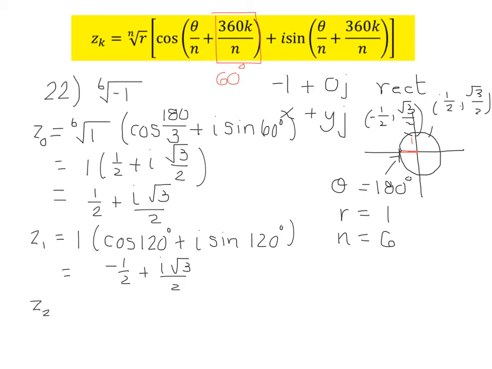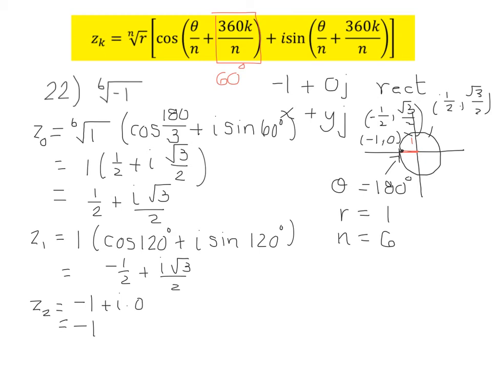My third, I'm going to need to add 60 degrees to my previous angle measure. Well, my previous angle measure was 120. If I add 60, I'm at 180 here, where I know the coordinates are -1, 0. The x-coordinate is always the cosine, so it's negative 1, plus I times the y coordinate, which is 0. I times 0 is 0. So you can write it as negative 1 plus 0i, or 0j, or you can just write it as negative 1.